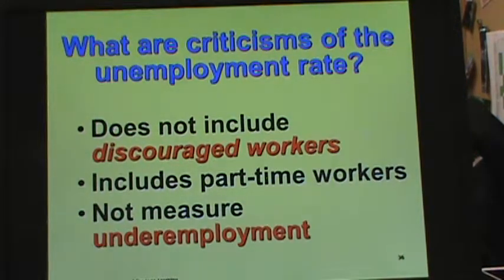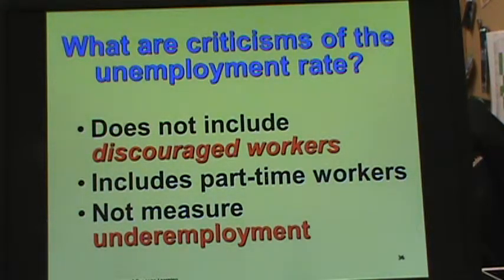The criticisms of the unemployment rate, there's a few things. It does not include discouraged workers. Some of us think that discouraged workers, people not actively searching for jobs, should be included in unemployment. They're still unemployed, they're just not actively searching. The other criticism is that it includes part-time workers. Some people think that part-time workers should not be included in the employment field. They should be separate. And also another one is they don't measure underemployment.